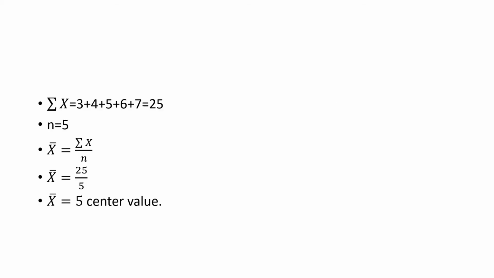Now let's see a very simple example. The summation of x is 3 plus 4 plus 5 plus 6 plus 7, which is 25, and n is equal to 5 observations. We have to find the arithmetic mean. So we sum all the observations, 3 plus 4 plus 5 plus 6 plus 7 equals 25, and we have 5 observations, so 25 divided by 5, x bar is equal to 5. That is actually our center value, representing the whole data set. Some observations may be less than 5, some more, some exactly equal to 5, but it means that most of our data set is close to the value 5.